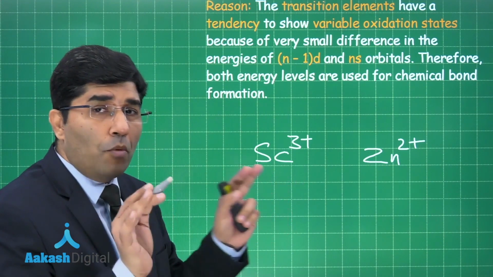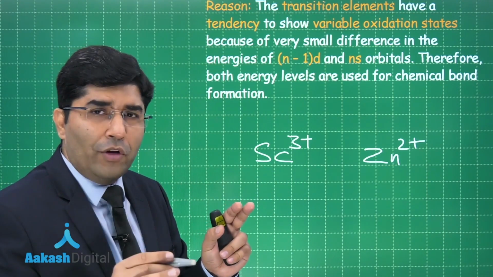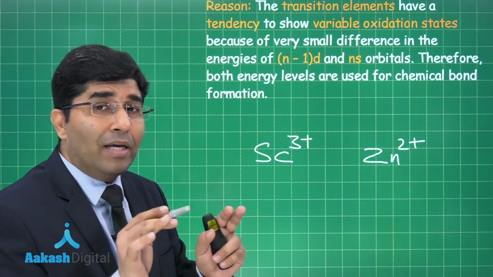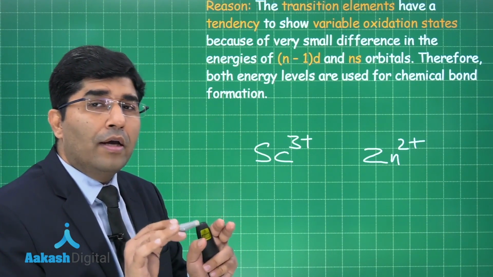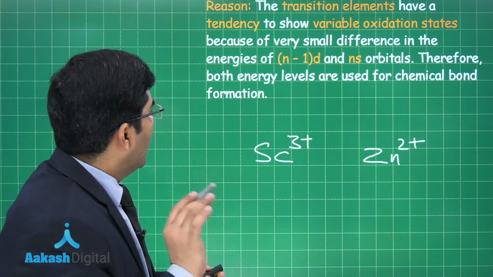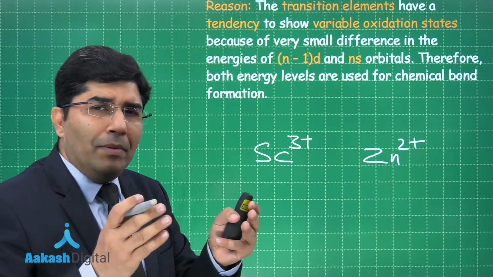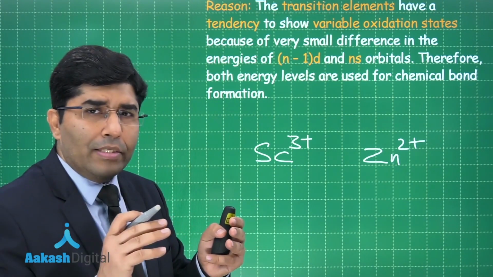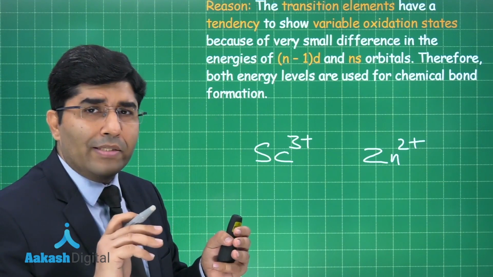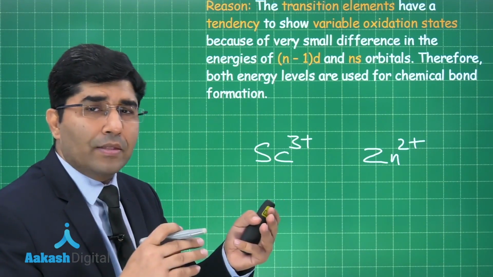Scandium does not show +2 oxidation state because of the noble gas configuration. That's why scandium is also called a non-typical transition element, right? Now the d block elements, or you can say the transition elements, show variable valency, meaning they can have +2, +3, +4, +5, +6, right?